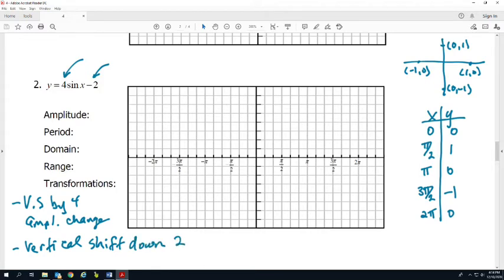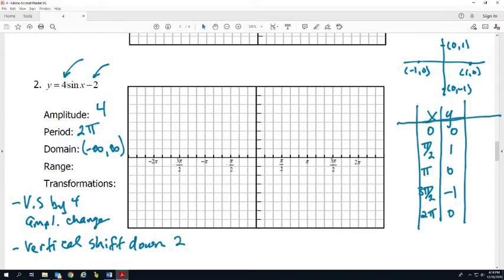Okay, so your amplitude is now going to be 4. We didn't have a b value with that x, and so our period has not changed. It's still 2 pi, which means my domain is always going to be all real numbers for these functions. My range has changed because of my amplitude and that vertical shift, and I'm going to wait to say what the range is until after we do the actual graph. Okay, so changes on the table.